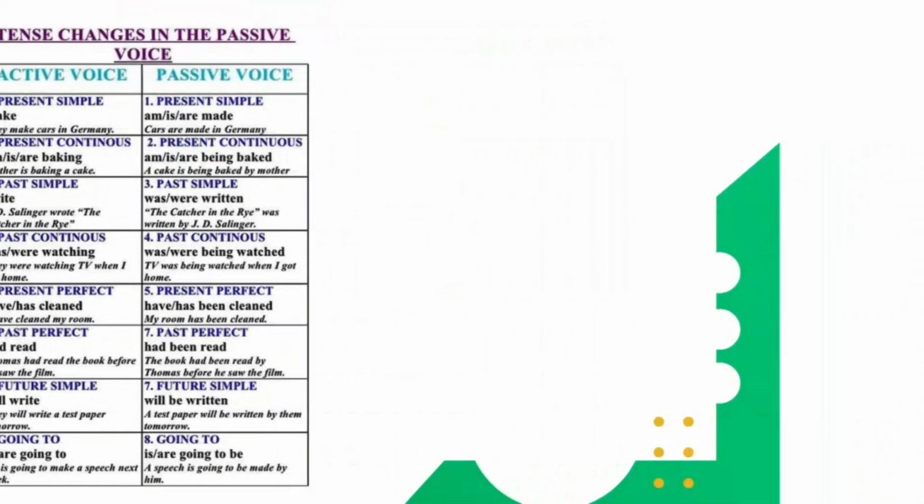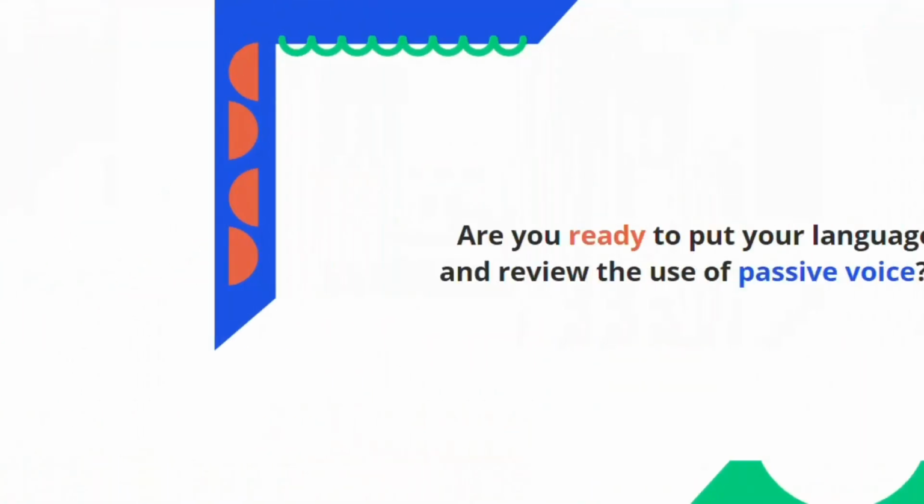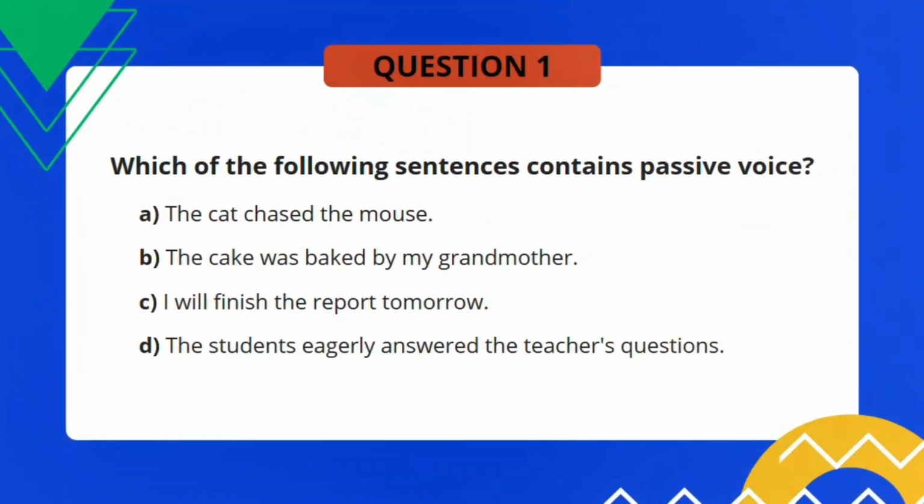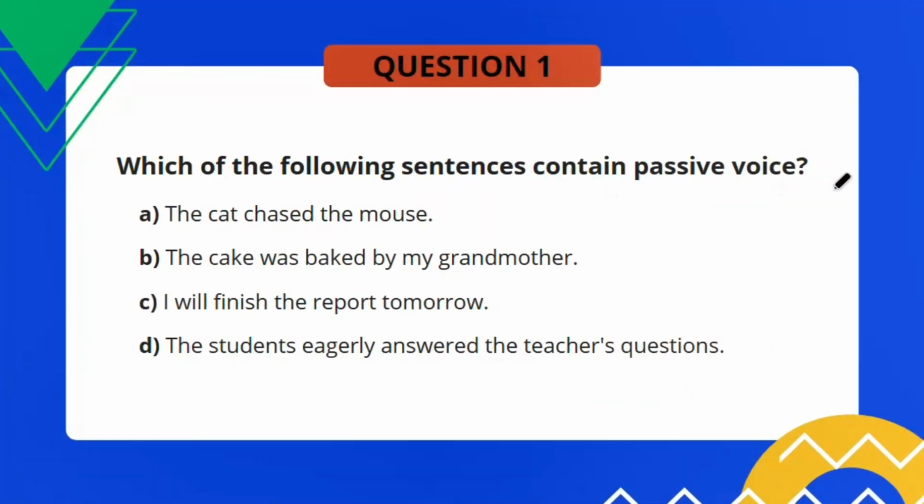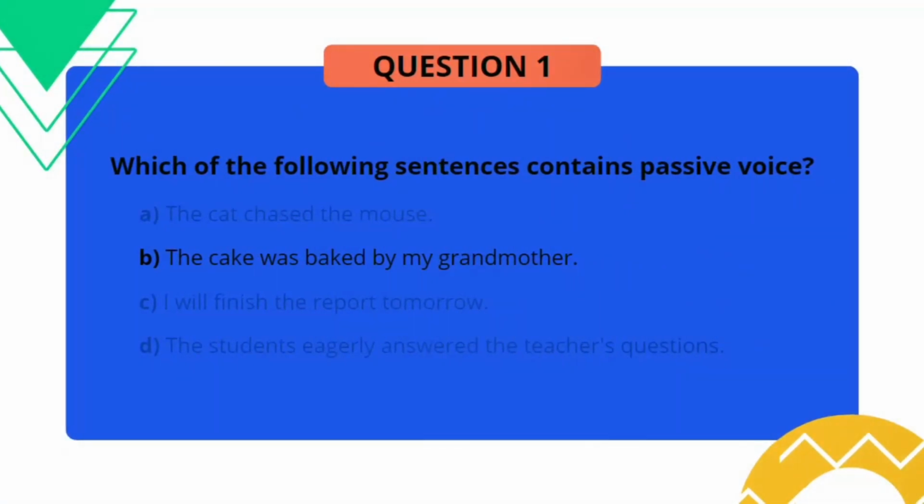And if yes, so let's check your knowledge. Here's the quiz for you. Let's see if you can perform well. Which of the following sentences contain passive voice? Read it. I'm counting to 5. 1, 2, 3, 4, 5. Here's the answer. The cake was baked by my grandmother.